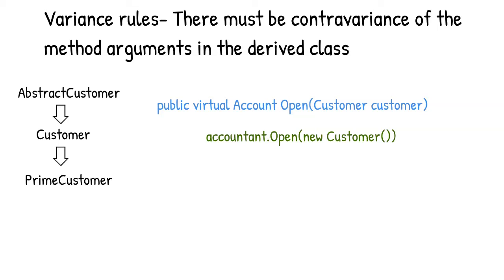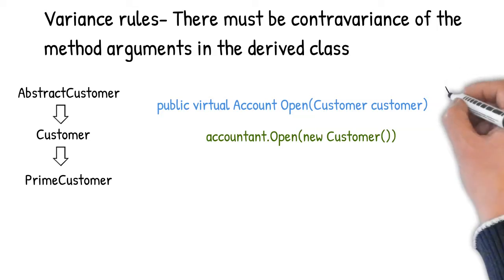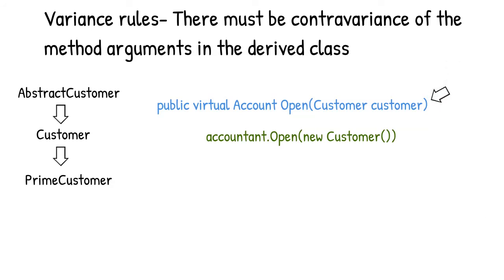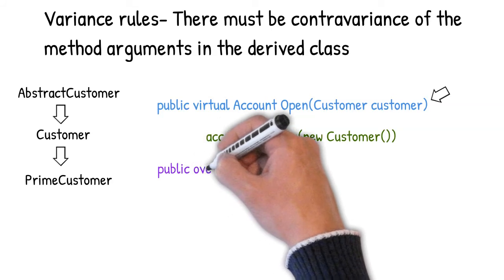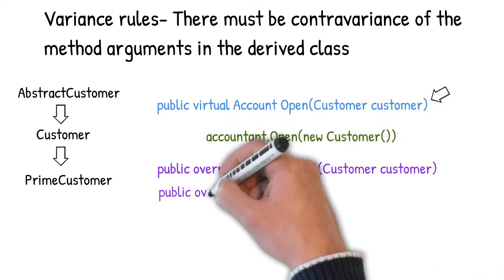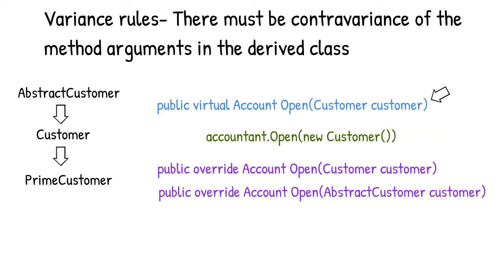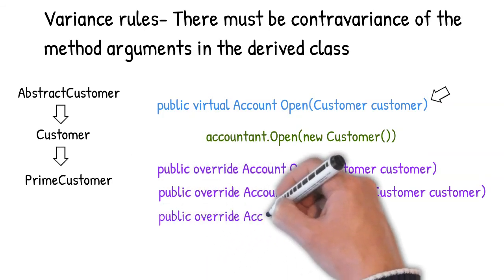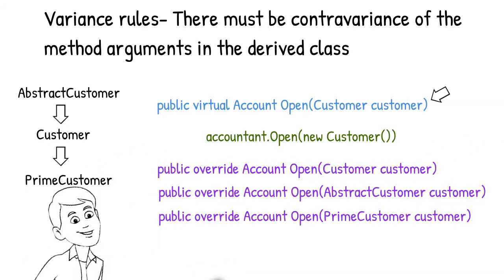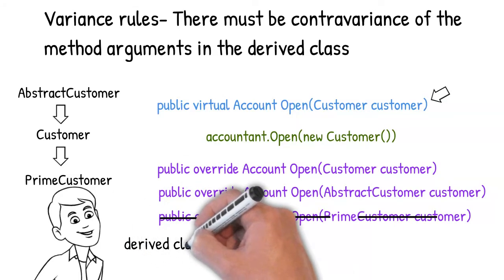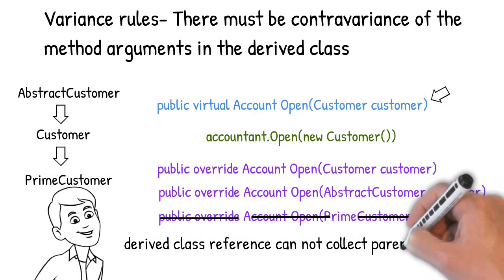Now, the contravariance rule indicates that if the parent method is accepting customer entity as an input, then the derived class, when it overrides this open method, can accept customer entity itself or the parent of customer entity, that is abstract customer, but it cannot accept the derived class of customer, that is, prime customer is not allowed as an input. And why? Because the derived class reference cannot hold the object of the parent class.